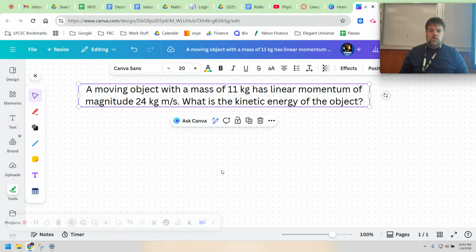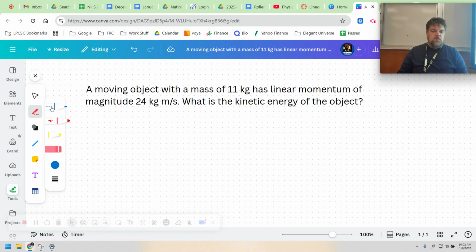All right, so this is problem number 3. I'm just going to do this real quick from today's homework. It says a moving object has a mass of 11 grams and a linear momentum of 24 kilogram meters per second. What is the kinetic energy?